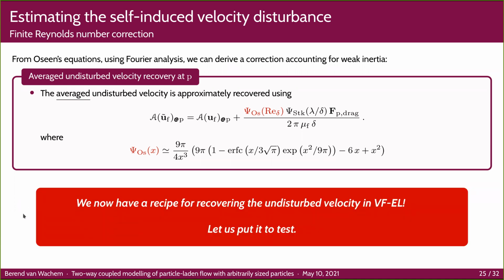So now we have a recipe for recovering the undisturbed velocity in standard Euler-Lagrange simulation. So what we do is we do a CFD simulation. At each particle, we interpolate the fluid velocity. We add a correction to that. And what we get is the undisturbed fluid velocity in the range of the particle, which we can use to compute the forces on the individual particle. So let's test that out.